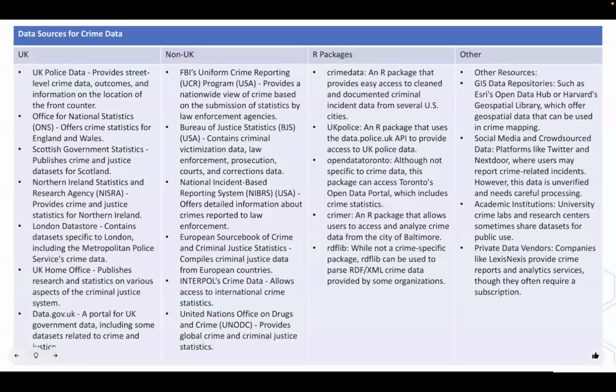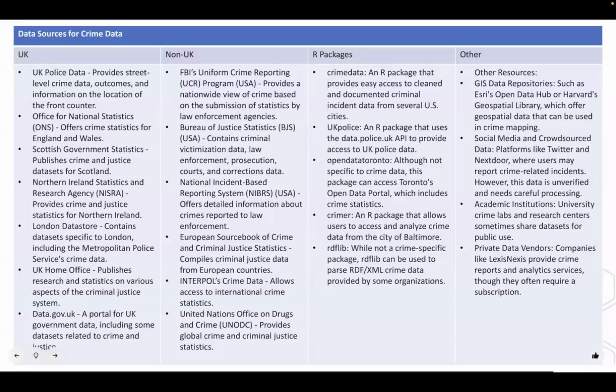R itself does have packages that include APIs that allow you to connect straight to the UK police data, which is also really efficient. And the Crime R package has a lot of data from America.